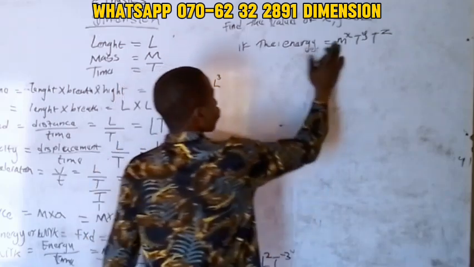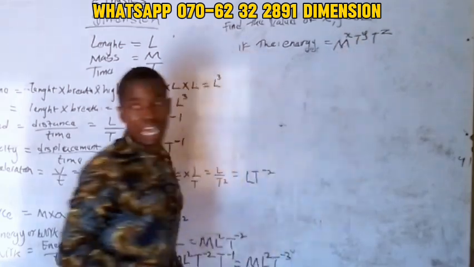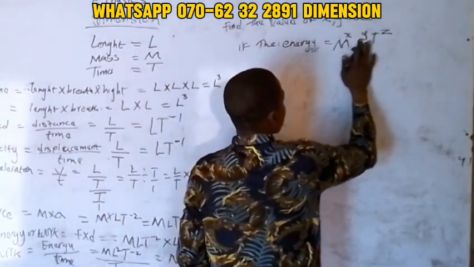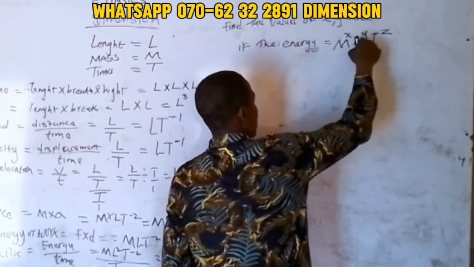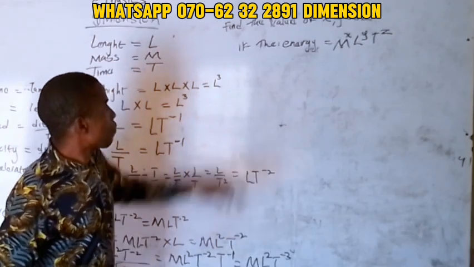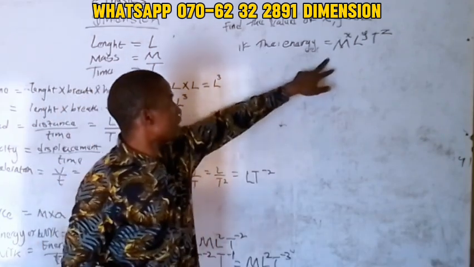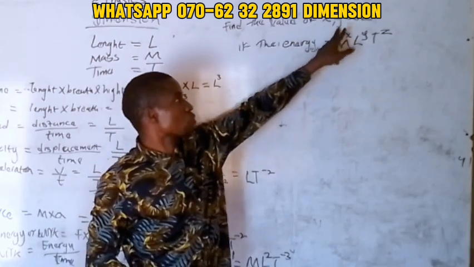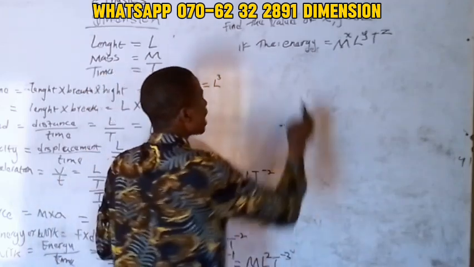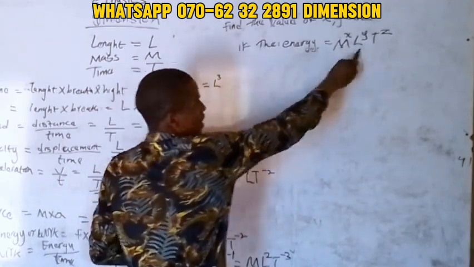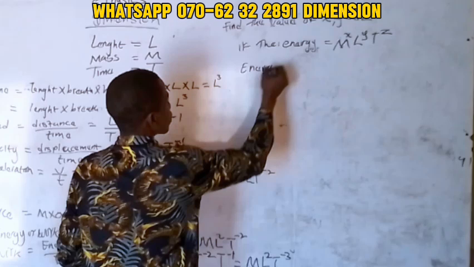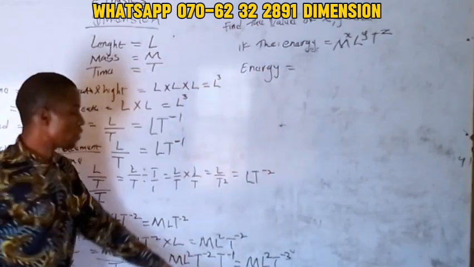Now, this one is talking about dimension. Remember, they give us L as y, T as z. They now say to find the dimension: if the energy is this, find x, y, and z. How can we find this? If you can get the dimension of energy, it is easy to get this one. Now, what is the dimension of energy?